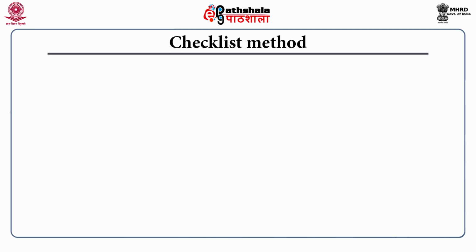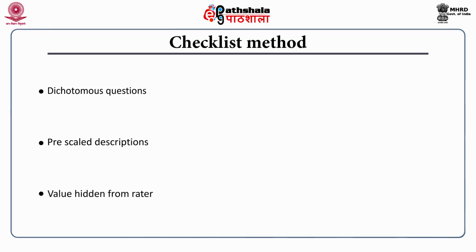Checklist method. The performance is appraised on the basis of response to dichotomous questions like yes or no. The appraiser uses a list of assessment questions that mentions a checklist of pre-scaled descriptions of performance behaviors. The value of each scale is unknown to the rater. The evaluator is required to check as many descriptors as possible that describe the performance of the employee. Once the rater submits the report, all the scale values are averaged out to get the final result.